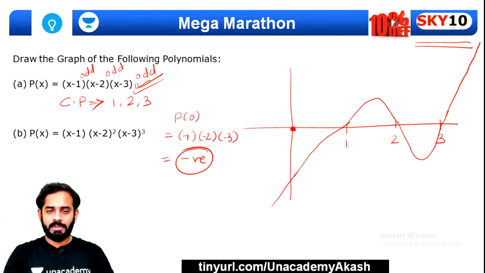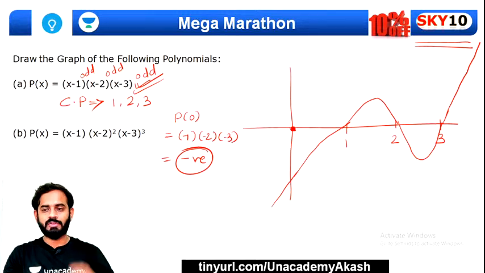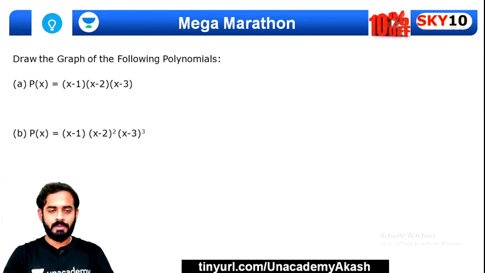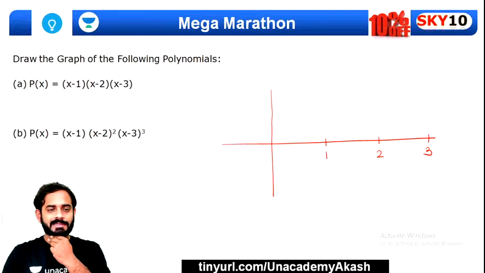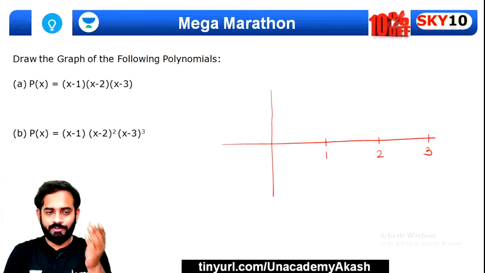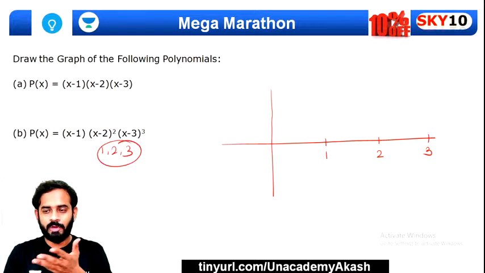Chalo. Let's try to solve this next part now. In a similar manner, we'll solve this next question. So we have this graph. We have 1, 2 and 3. Again, we'll have to write the critical points, which are 1, 2 and 3. These are the critical points which I have already marked on this graph.